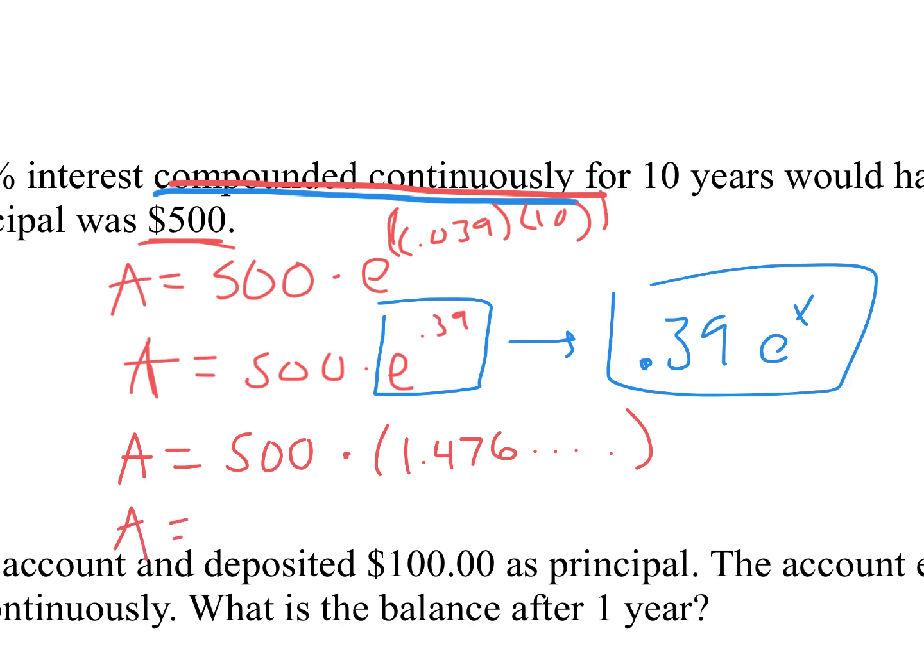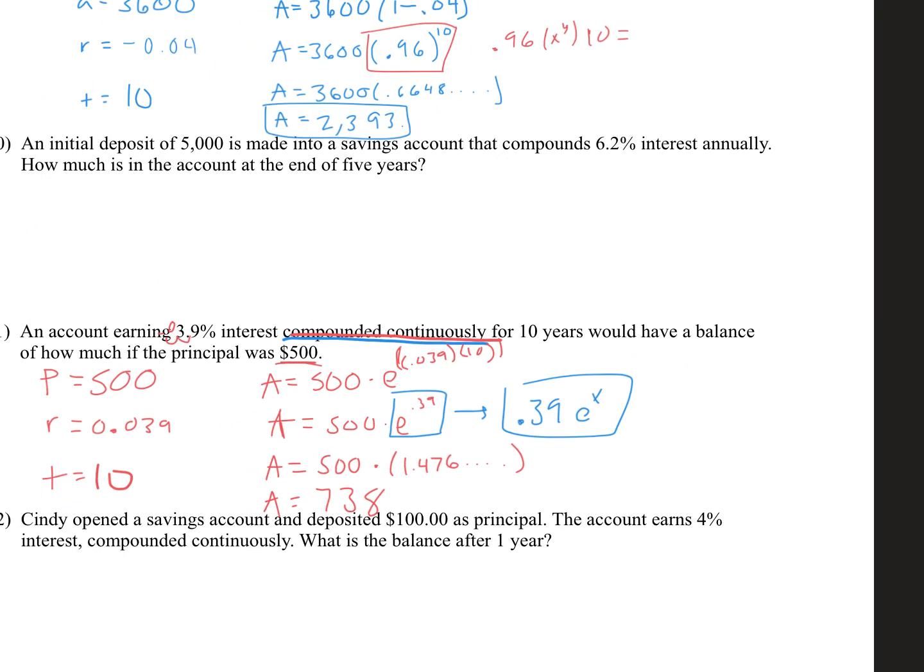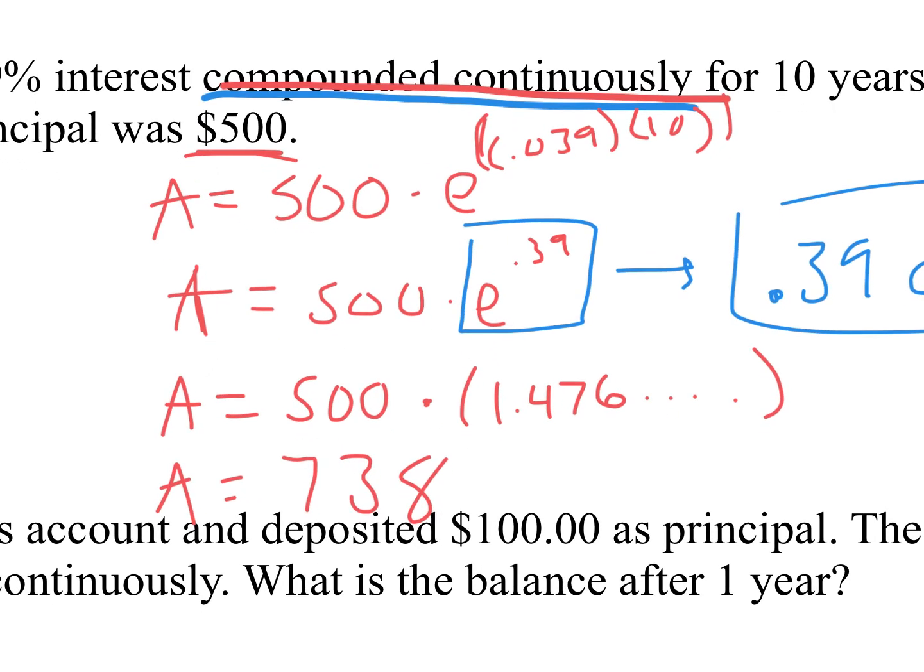What's the last thing we have to do? Multiply. So we just multiply by 500. So we have 738, and we're dealing with money now, so just 2 decimal places, so 0.49. That's our answer.